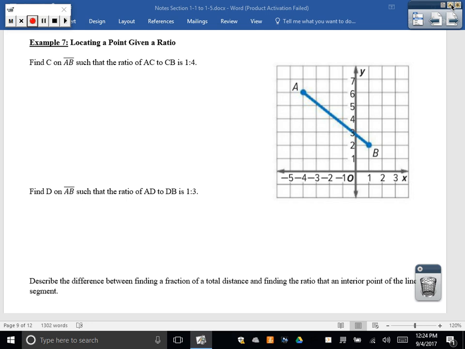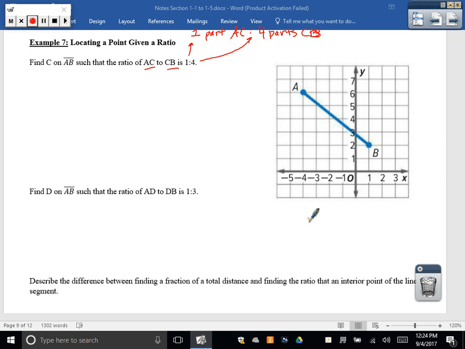Maybe I will. Okay, this part right here, I want you to write down 1 part AC, and then this part right here, we're going to say is 4 parts CB.